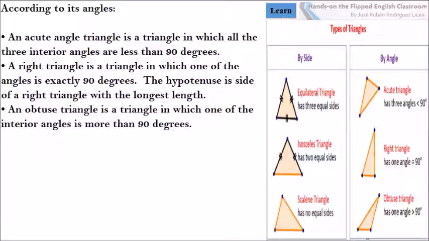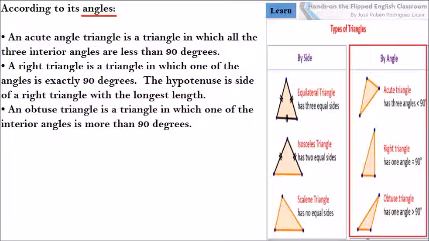According to its angles. An acute angle triangle is a triangle in which all the 3 interior angles are less than 90 degrees. A right triangle is a triangle in which one of the angles is exactly 90 degrees. The hypotenuse is the side of a right triangle with the longest length. An obtuse triangle is a triangle in which one of the interior angles is more than 90 degrees.